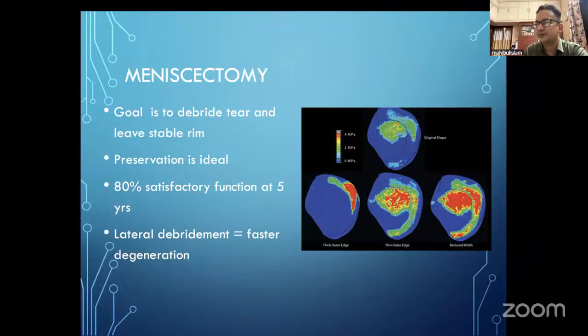Meniscal preservation is preferred to maintain joint function. Around 80% of patients report satisfactory outcome at 5 years. However, lateral meniscectomy often leads to accelerated joint degeneration, highlighting the importance of conservative resection.